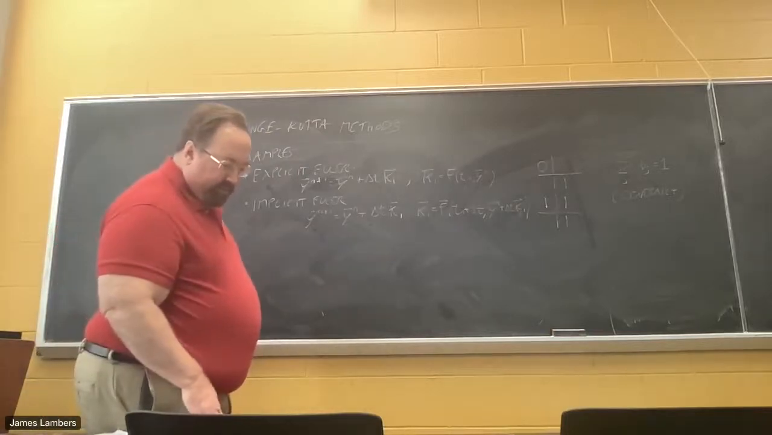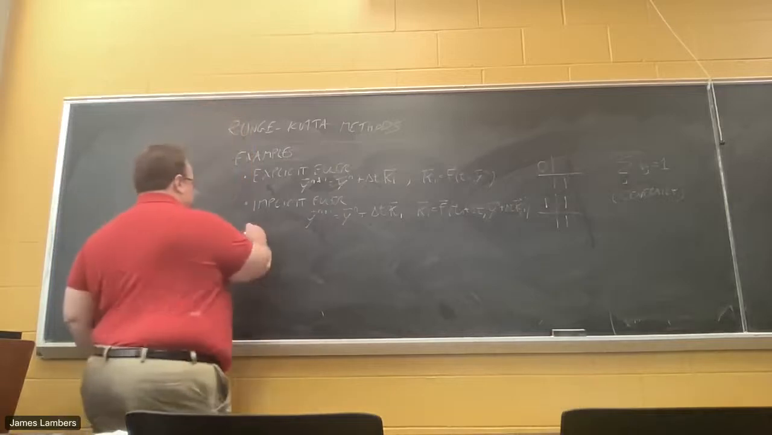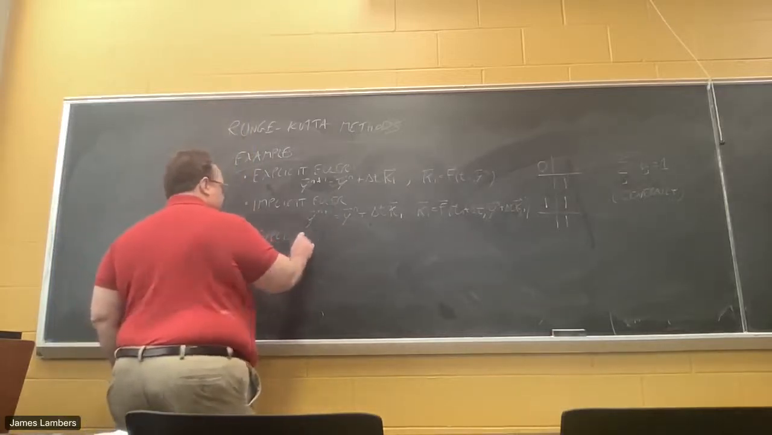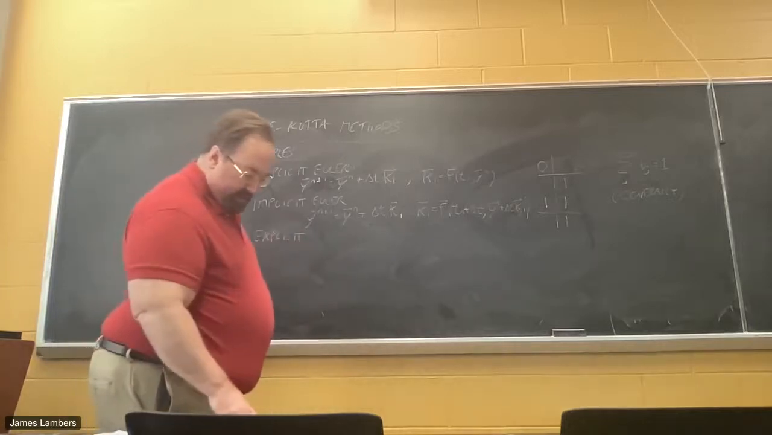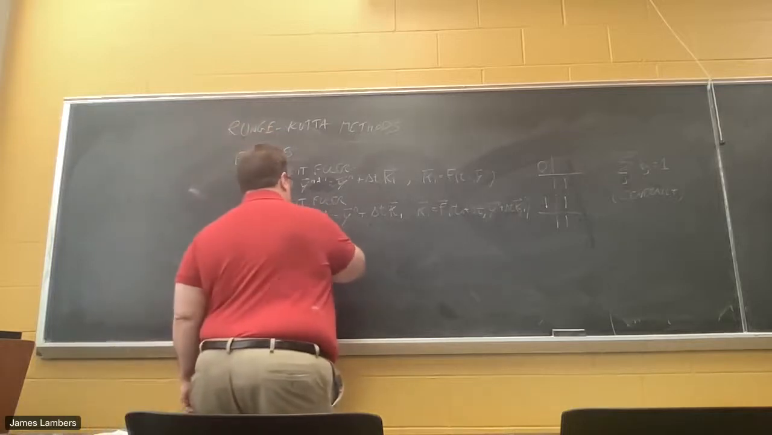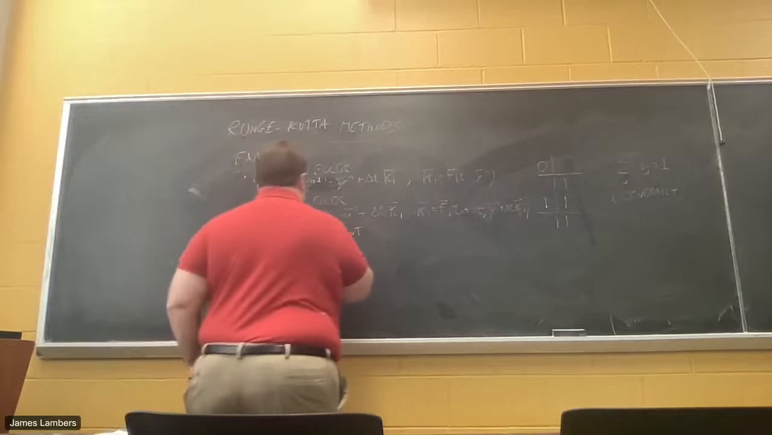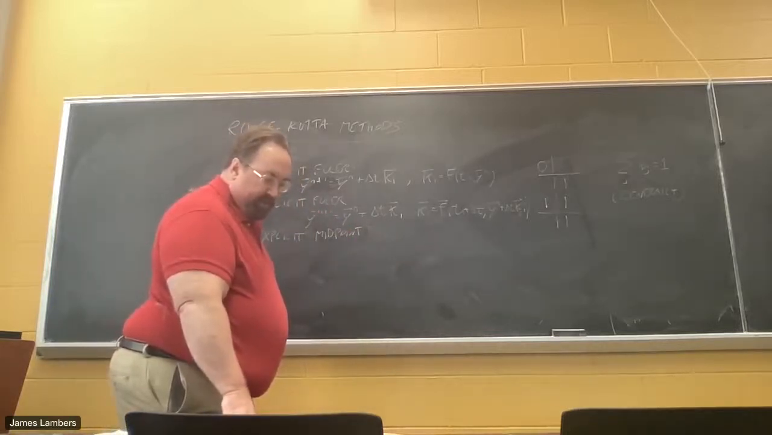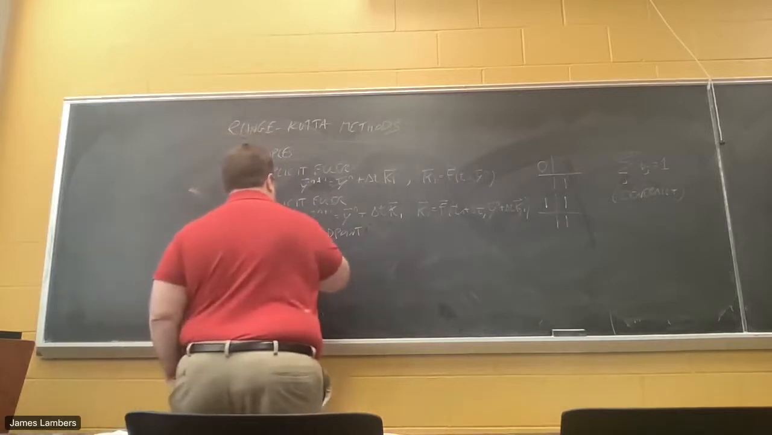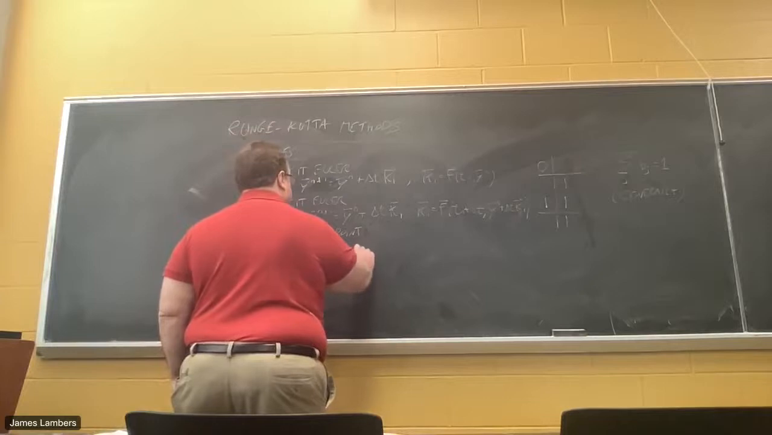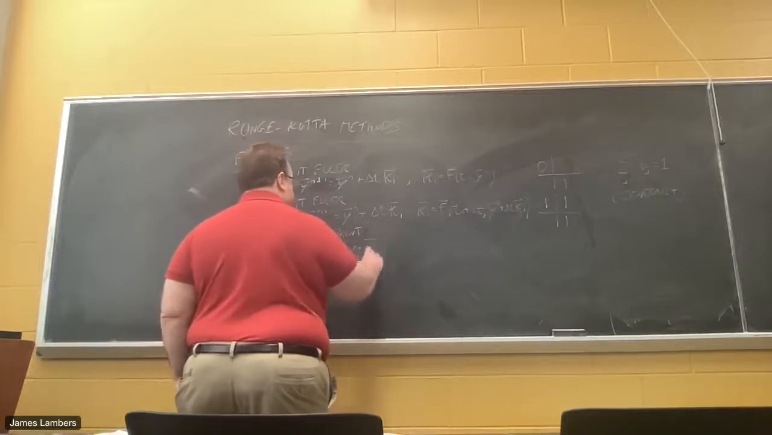Now, those are both first order. This one's a little more interesting. Explicit midpoint. So for that, we actually have two k values. We have yn plus 1 equals yn plus delta t k2.